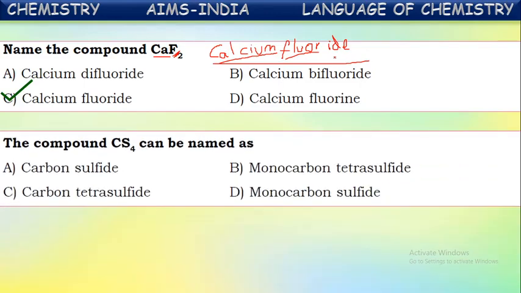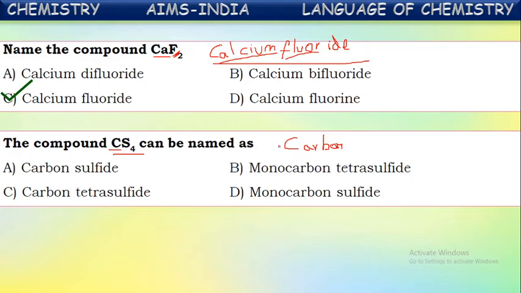Next, the compound carbon tetrasulfide can be named. Okay, I have given the name directly. CS4 can be named. If you observe this compound, there are two non-metallic atoms. So this comes under the third type of binary compound. While naming the third type of binary compounds, first we write the name of the first non-metal. Here the first non-metal is carbon. First we write directly carbon.